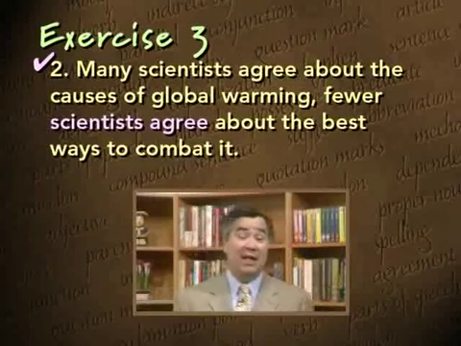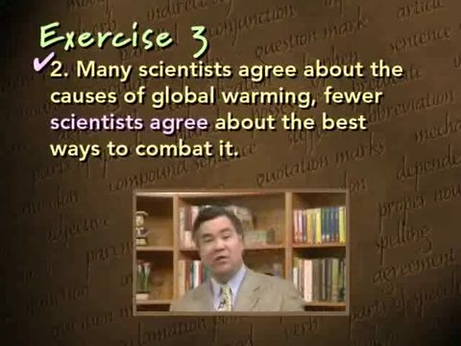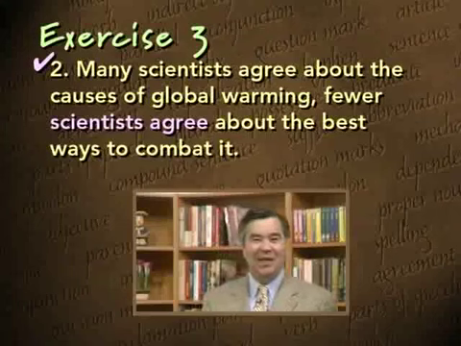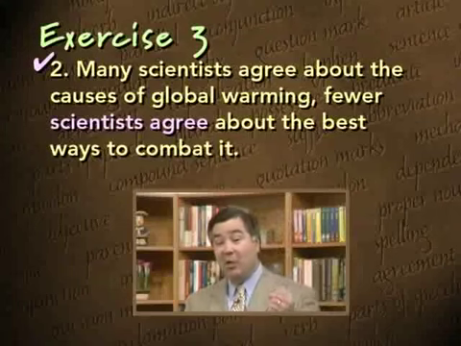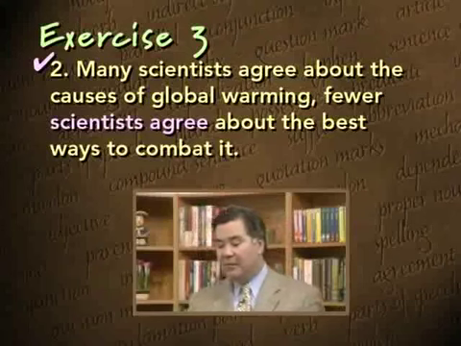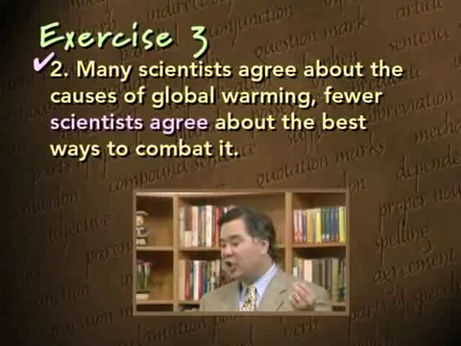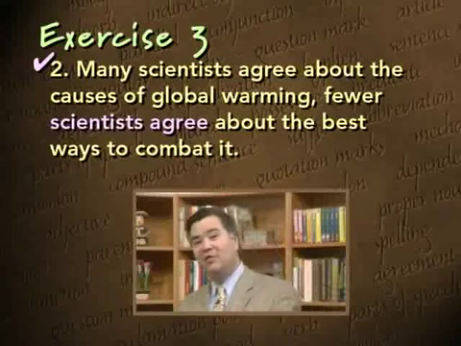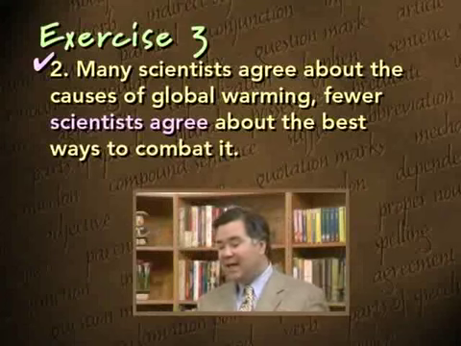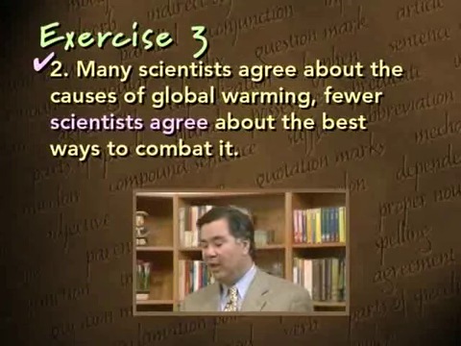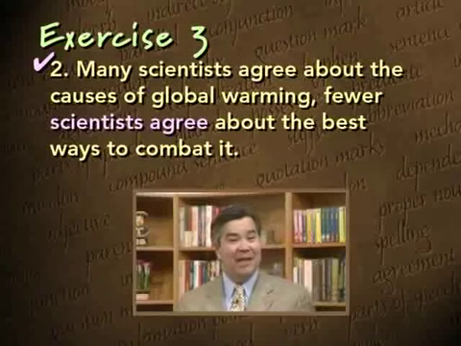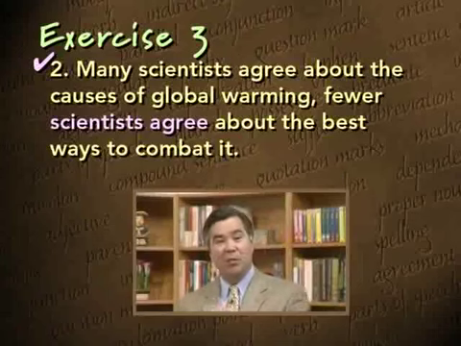Well, let's apply our test. We should be able to take the same words from the first clause, which were omitted in the second clause, and insert them into that second clause and have the sentence make sense. Now, what are the words that were omitted from the second clause? The words that were omitted are scientists agree. When we take those words from the first clause and insert them back into the second clause, does it read correctly? Many scientists agree about the causes of global warming. Fewer scientists agree about the best ways to combat it. Yes, it does make sense. It does read well, and the parallelism works.